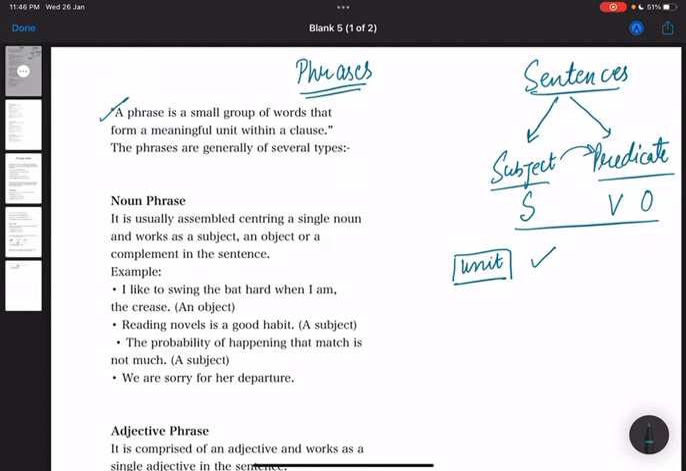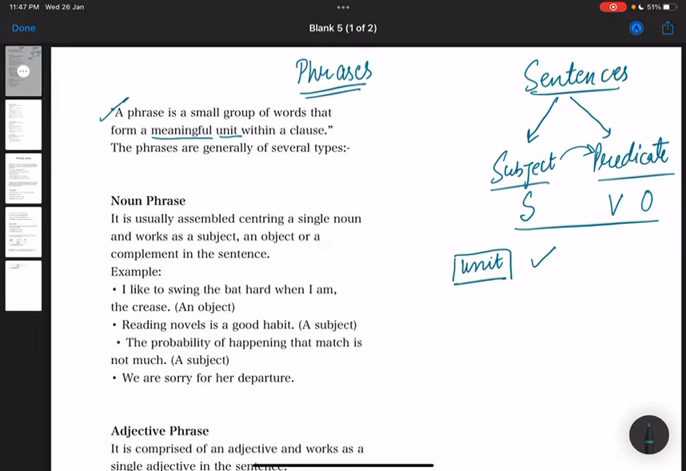So for us to fit the phrase into the sentence, we want it to be meaningful. Otherwise, if we take any unit which is not meaningful and we try to fit into the sentence, so the sentence won't make sense, right? So that is the condition of a phrase, that it should be meaningful, and there is no limit of words. It can be of 2 words, 3 words, 4 or more. So the only condition is that it should make sense and it should have a meaning.